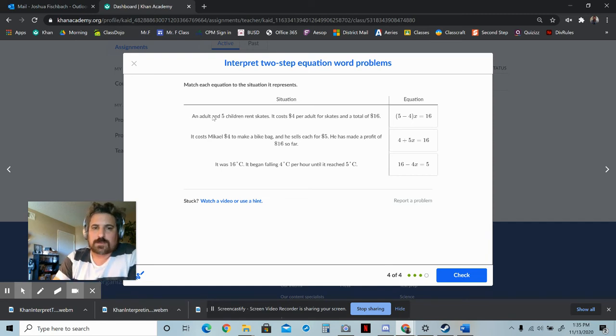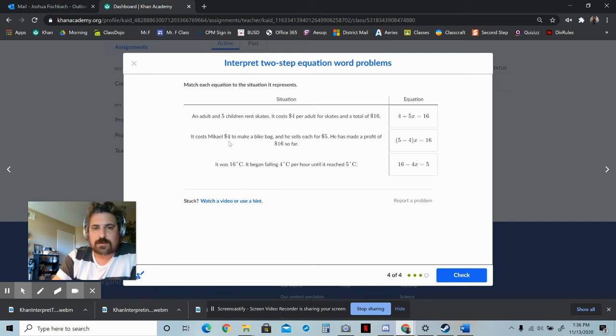Okay, so an adult and 5 children. So the adult is $4, right? It costs $4 per adult for skates. And the 5 children rent skates as well. So it's really $4 for the adult, plus 5 times the cost of children's skates, equals 16. So it should be the constant of 4, the price for the adult, plus 5 times the cost of the children's skates, equals the total cost. So adults cost 4 plus children's cost 5 times whatever the cost per skate is for the children equals the total cost for all the adults and children.